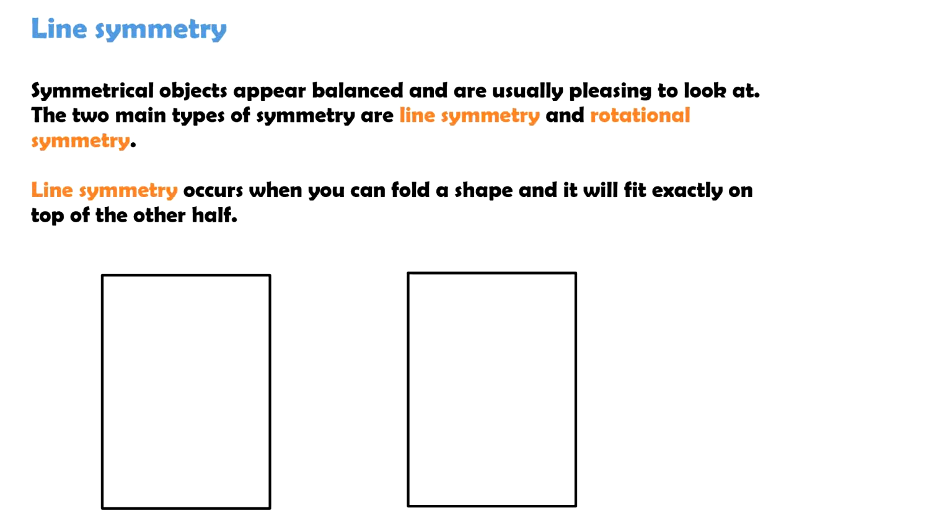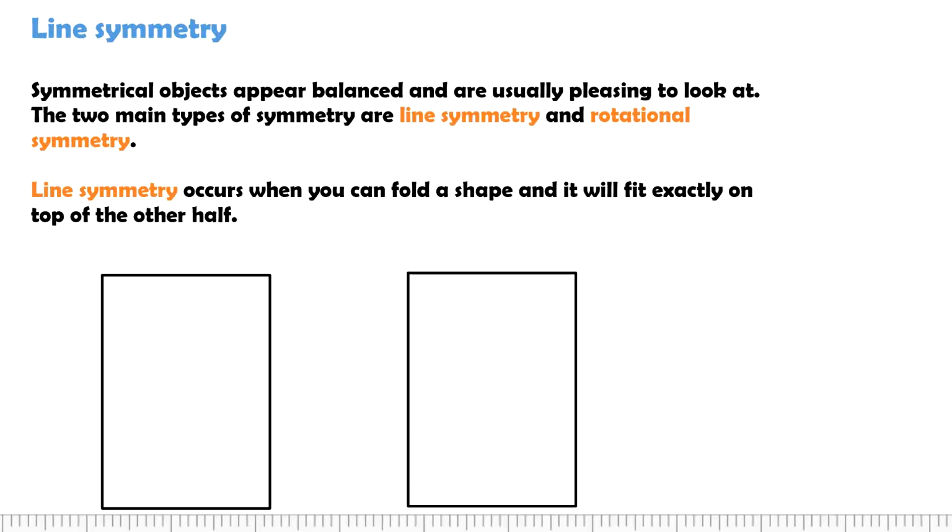Now, there are two main types of symmetry. The first one is line symmetry, this is what we'll be covering today. And the second one is what we call rotational symmetry, which I'll cover in a different video. Line symmetry occurs when you can fold a shape and it will fit exactly on top of the other half. Now, we have to draw lines to find what we call the axes of symmetry.